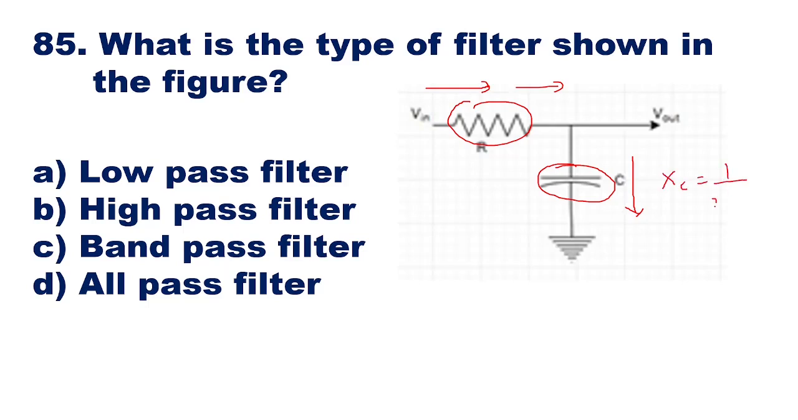Xc is equal to 1 by 2 pi Fc. So it is less for high frequency. So all the high frequencies will go to the ground, and what goes at the output will be your low frequency. Therefore, the type of filter shown in the figure is a low pass filter. So it is going to pass all the frequencies which are in the lower range. So option A is the right answer here, low pass filter.